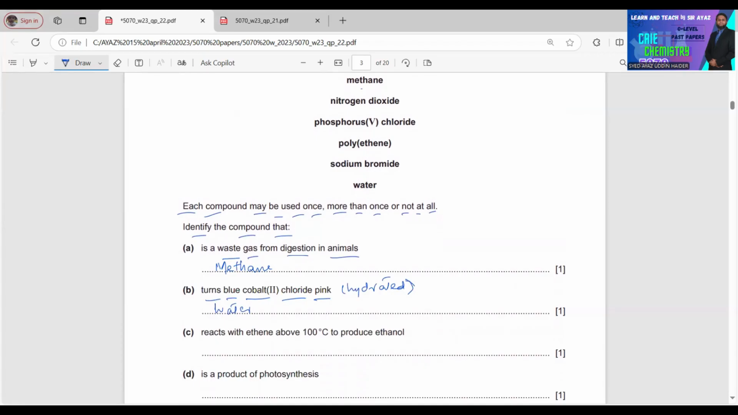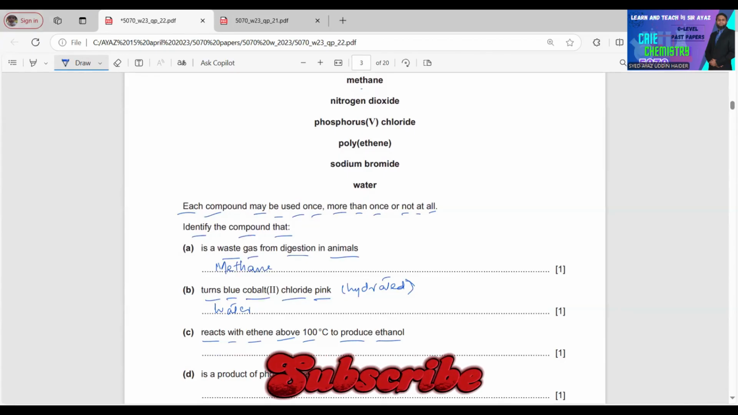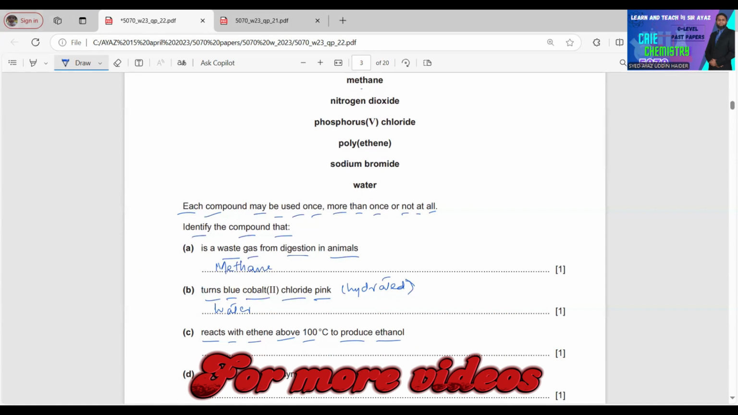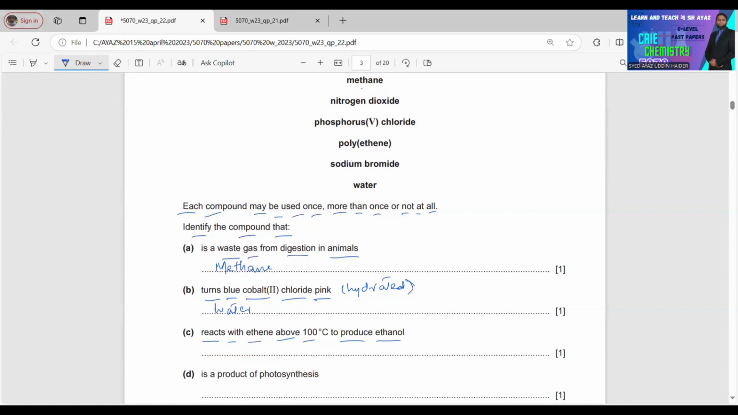C, reacts with ethene above 100 degrees centigrade to produce ethanol. Now, what is reacting with ethene to produce ethanol? This reaction is hydration of ethene, and in hydration we are adding water, so you will write water. Again, the answer must be water.